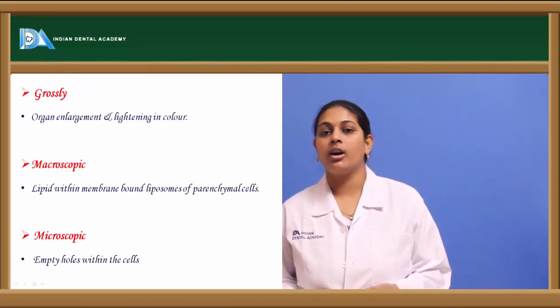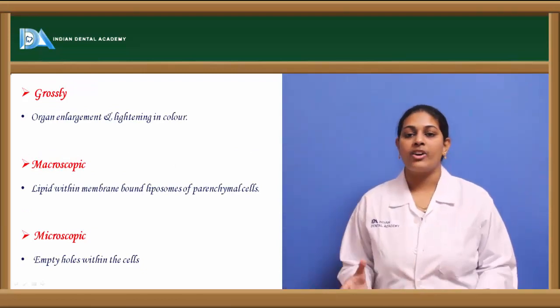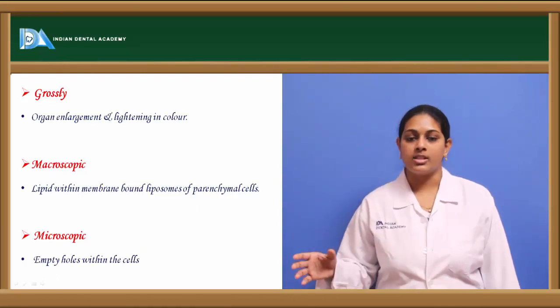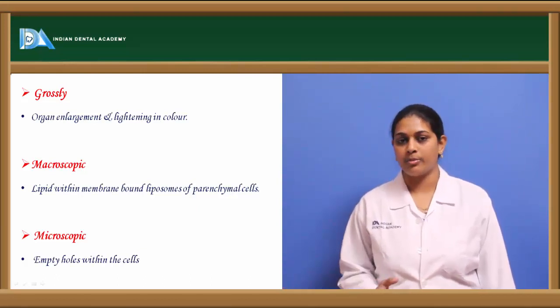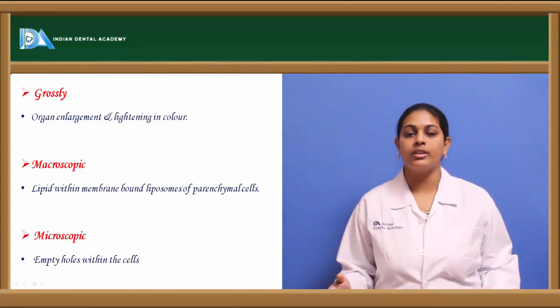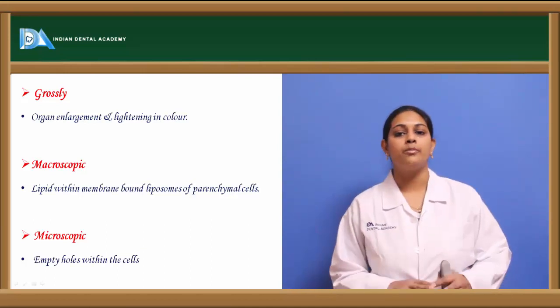So coming to the histopathological features, grossly, when an organ, a fatty liver or any fatty accumulated structure, is taken, a section detached from the body, we see that the organ is enlarged. Because of this organ enlargement, there will be lightening in the color. That is, whatever the color of the organ is, it becomes lightened.